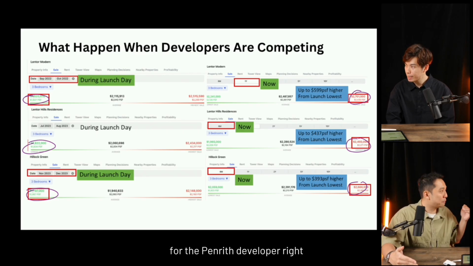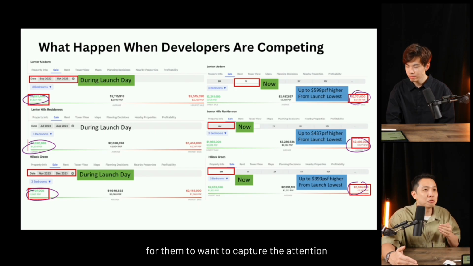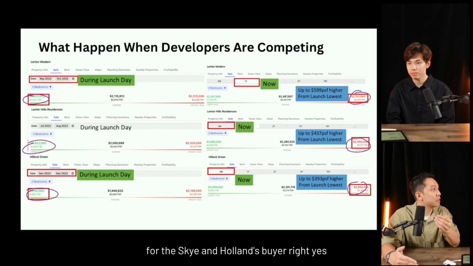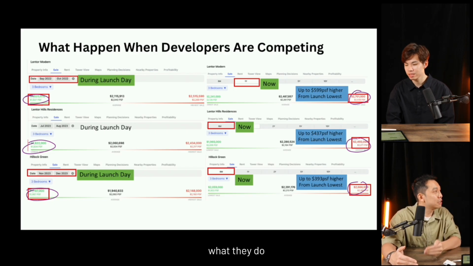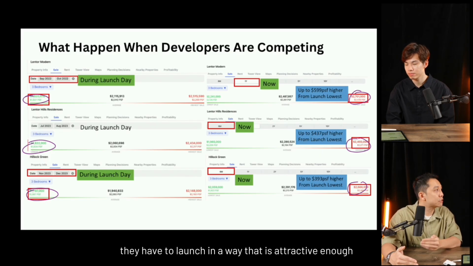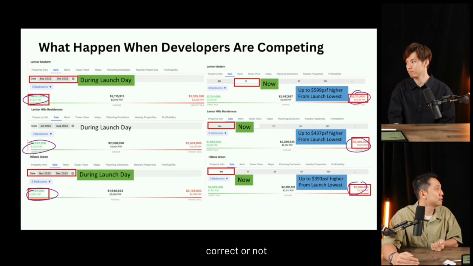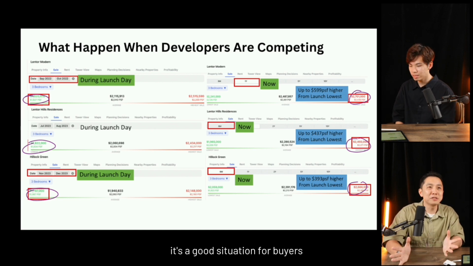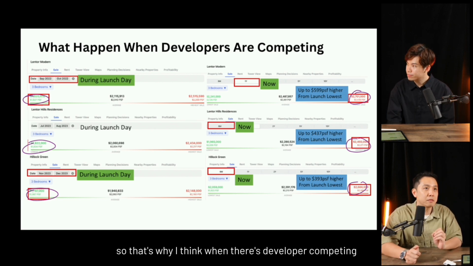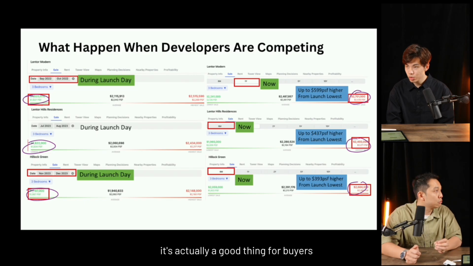Then for the Paris developer, to capture the attention of Sky at Holland's buyers, what do I do? They have to launch in a way that is attractive enough to pull buyers away from Sky. Correct or not? So this is actually a very good situation for buyers. That's why I think when developers are competing, it's actually a good thing for buyers.